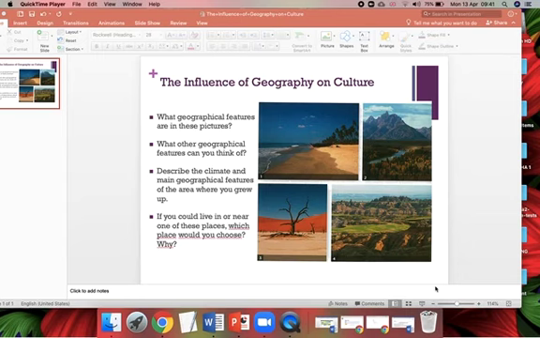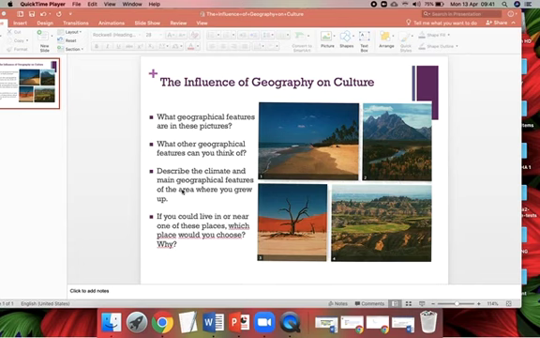So let's start with a short discussion, or let's even just think about this. How can geography influence the culture of people? For example, here we've got 4 pictures. Think what geographical features you can see in these pictures. What other geographical features can you think of?